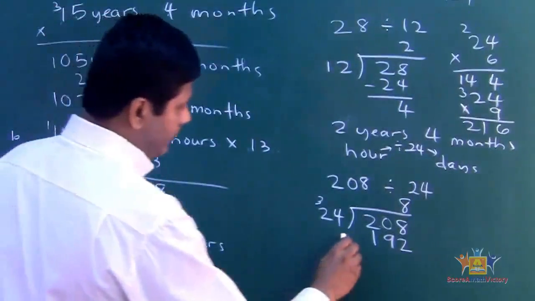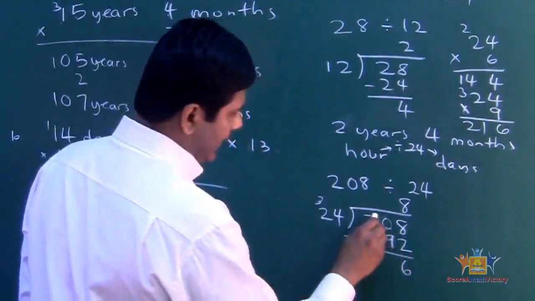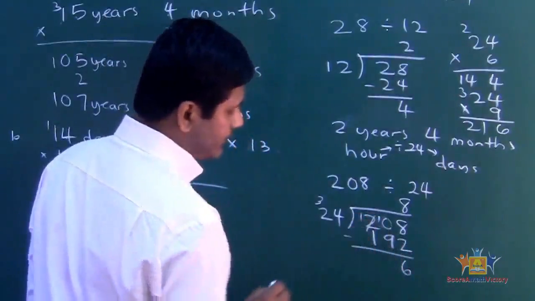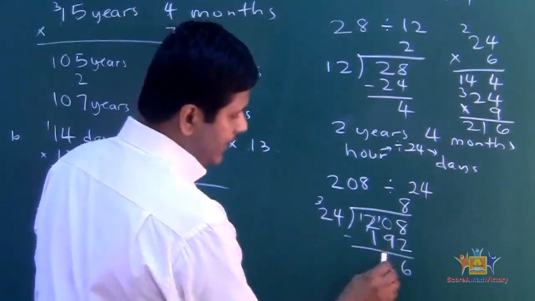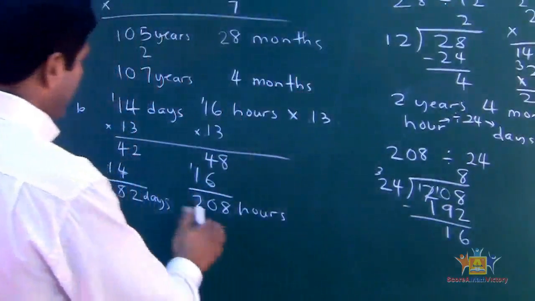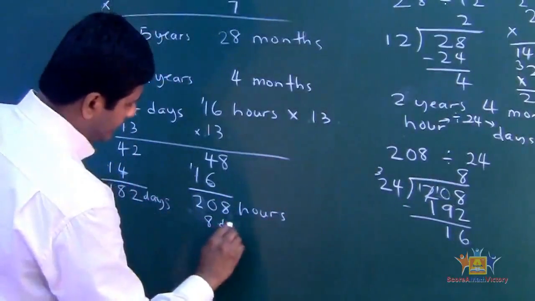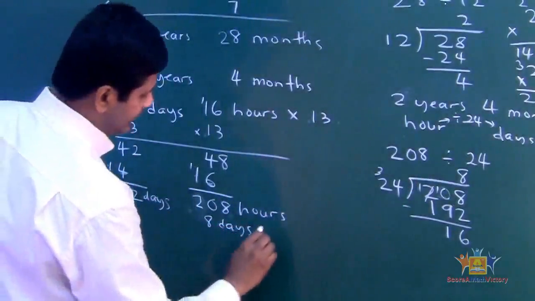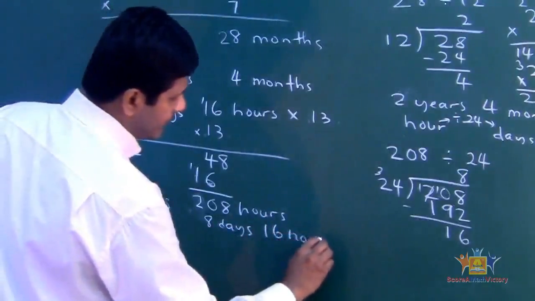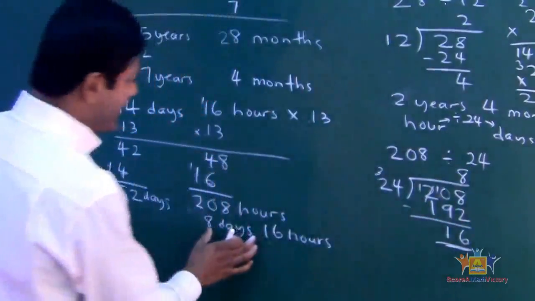Okay? So now we're going to subtract. 8 minus 2 is 6. 0 minus 9, I cannot, borrow from 2. 2 becomes 1. 0 becomes 10. 10 minus 9 is 1. 1 minus 1 is 0. Okay, so that tells me in 208 hours there are 8 days and 16 hours. Because that's the remainder. The remainder is your hours. The quotient is your days.